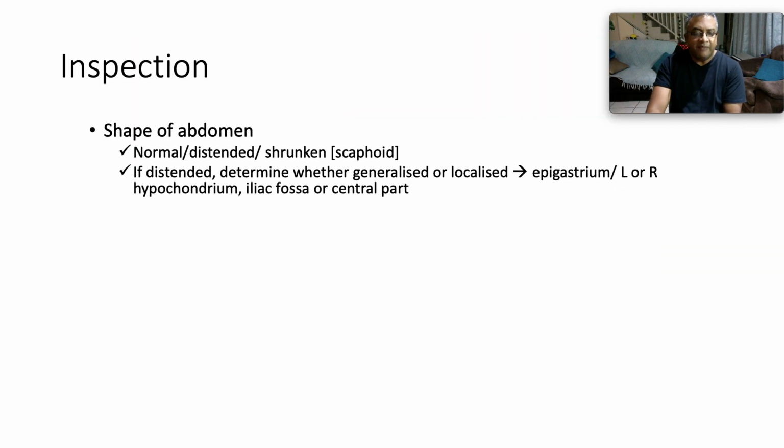So when you inspect the abdomen, you want to check the shape of the abdomen, and you want to comment on whether it's normal, distended, or shrunken, something we term scaphoid abdomen. If distended, you want to determine whether that distension is generalized or localized, right? So is it localized to the epigastrium, the left or right hypochondrium, the iliac fossa, or is it central?